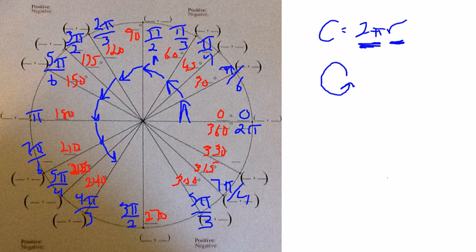Then I skipped the 45. 8 pi over 6, simplifies to 4 pi over 3. 9 pi over 6, simplifies to 3 pi over 2. 10 pi over 6, sorry, takes me to 5 pi over 3. 11 pi over 6. And then 12 pi over 6 and that's 2 pi. And I just erase this stuff.